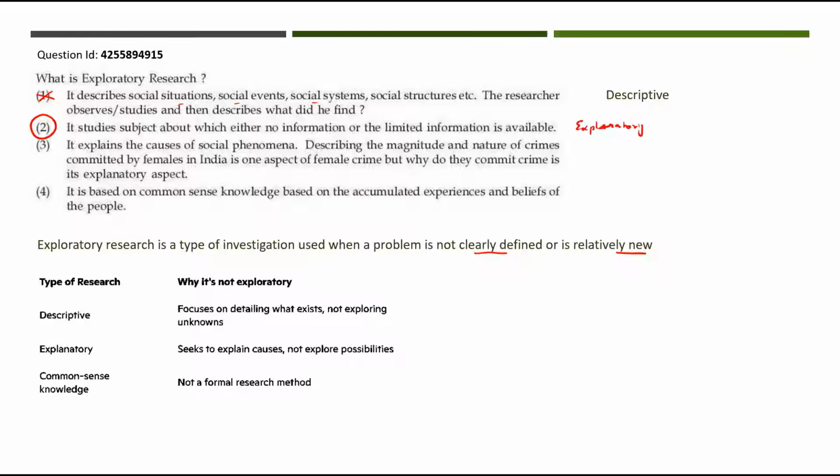It explains the causes of social phenomena. Describing the magnitude and nature of crimes committed by females in India is one aspect of female crime, but why do they commit crime is its explanatory aspect. From this particular term, you will be able to understand this is the explanatory type of research. It seeks to explain causes, not explore possibilities. So when you are explaining the cause of something, why something is happening, that is explanatory research.